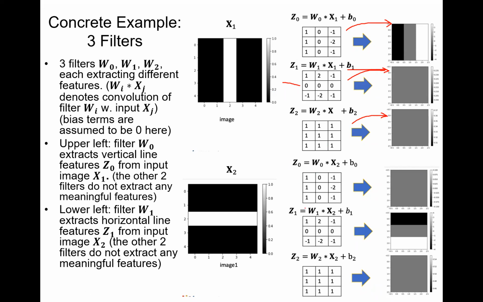But if you apply the same 3 filters on this image with a horizontal bar in the middle, then Z1 extracts a meaningful feature. The activation map looks like horizontal bars, while Z0 and Z2 extract meaningless features. So you can see that different filters are responsible for extracting different features, and maybe some filters will be more effective in extracting features on some images than others. So for example, Z0 is specialized for vertical line, whereas Z1 is specialized for horizontal line. So by applying the 3 filters to the same image, we can expect different filters to extract different features.